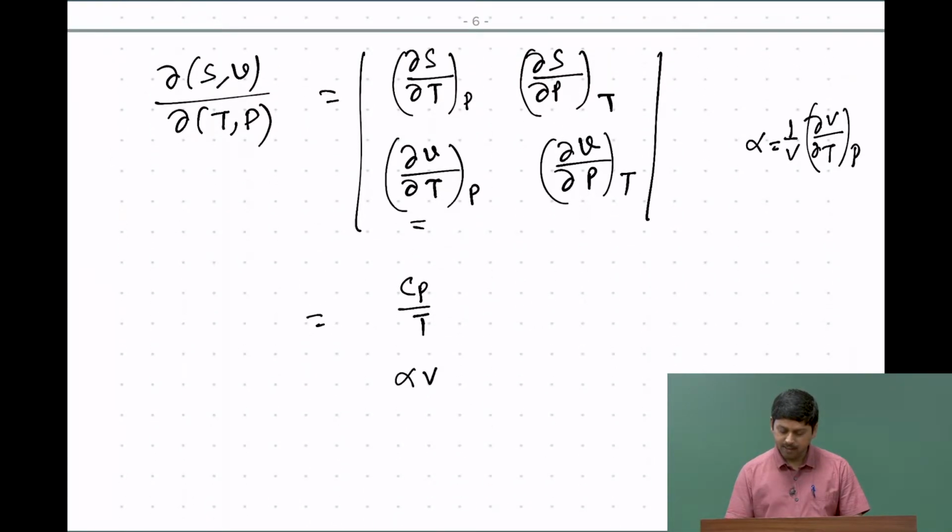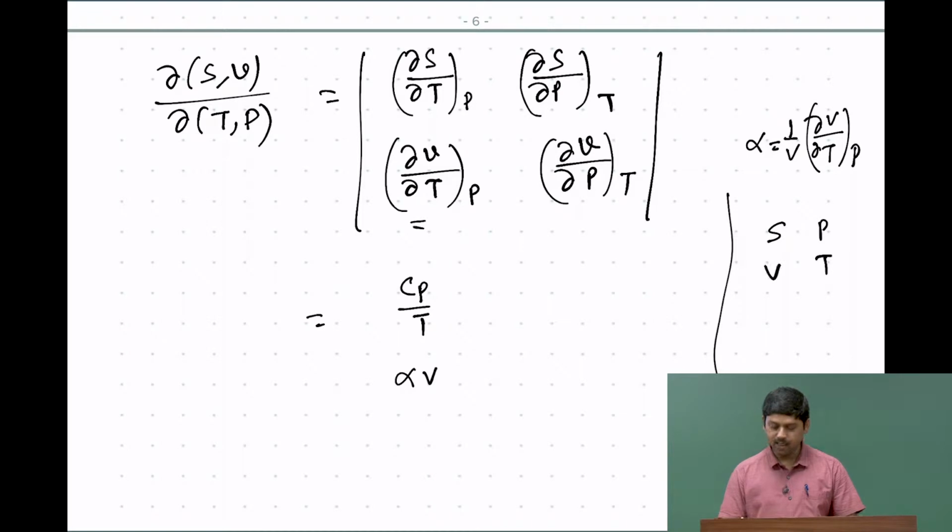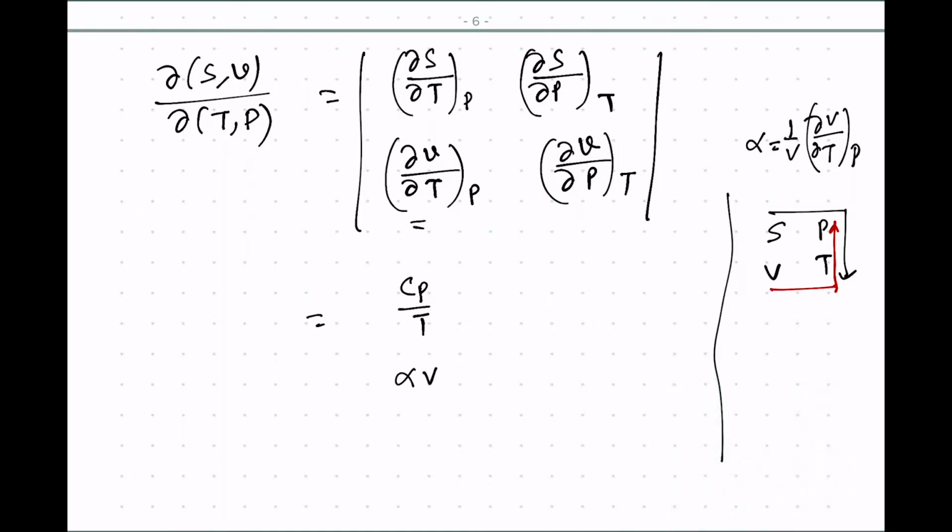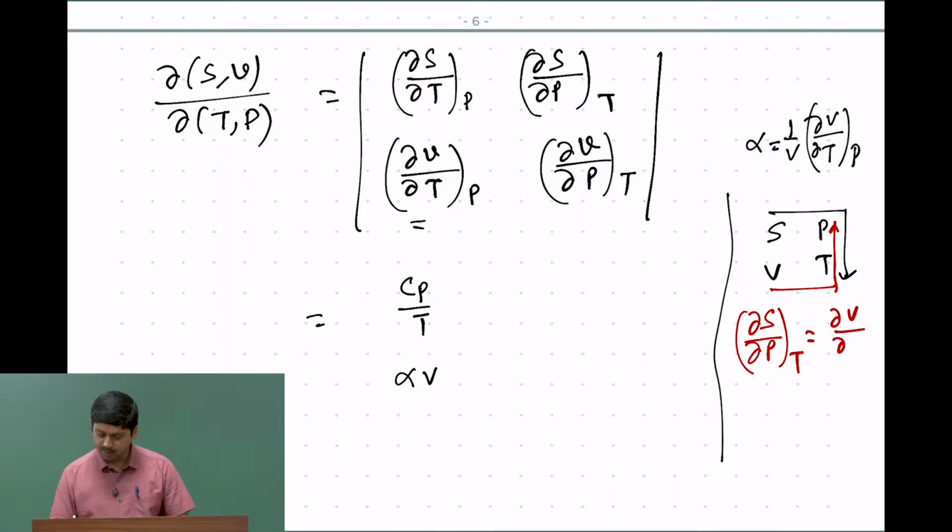Now, on the right hand side I have del S by del P at a constant T, and that is not immediately understandable, but we can use the Maxwell relation here, S P T V. You know that del S by del P at a constant T, which is coming down, is del V by del T at a constant P, which is going up. So, therefore, we can write del S by del P at a constant T is nothing but minus of del V by del T at a constant P, minus of.